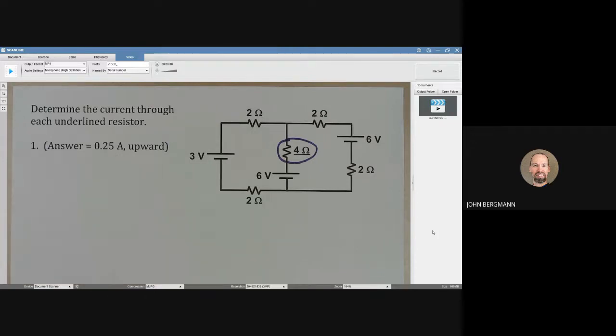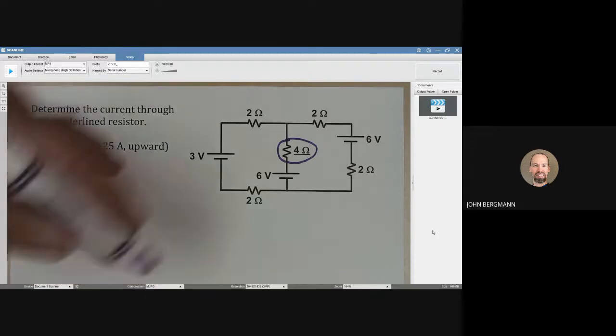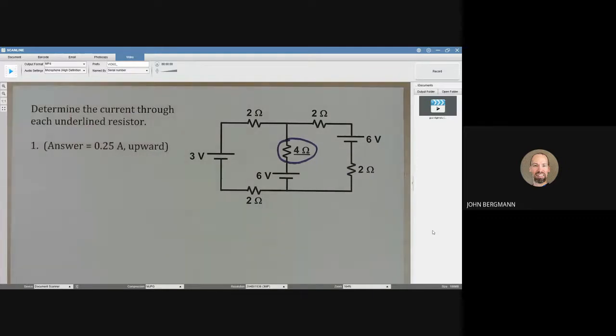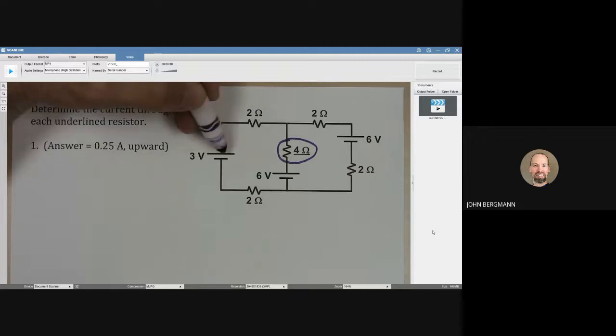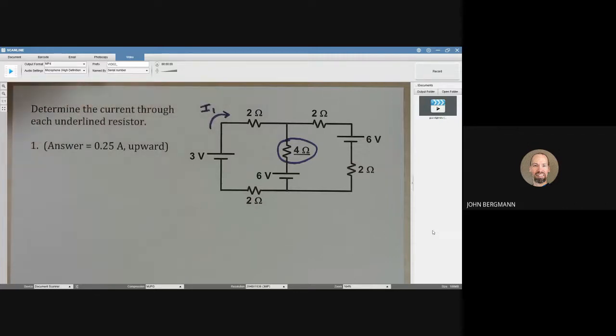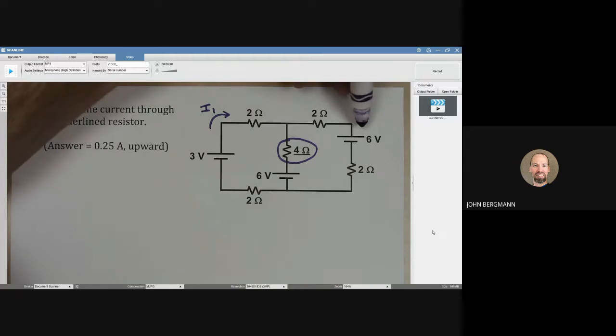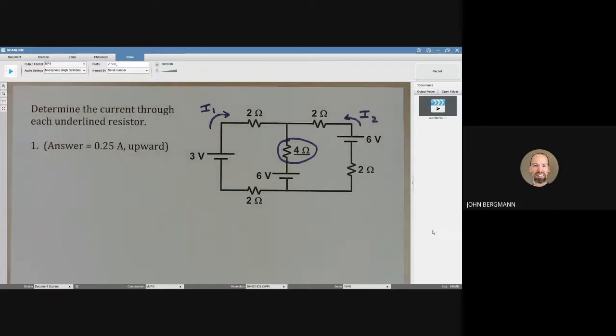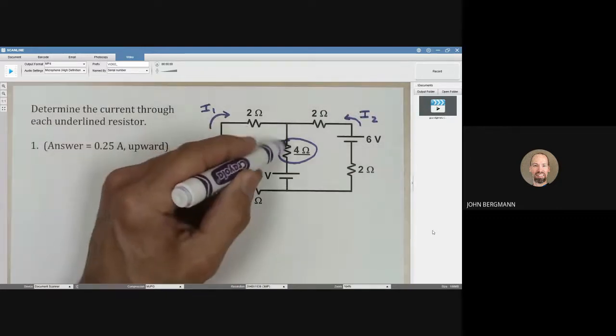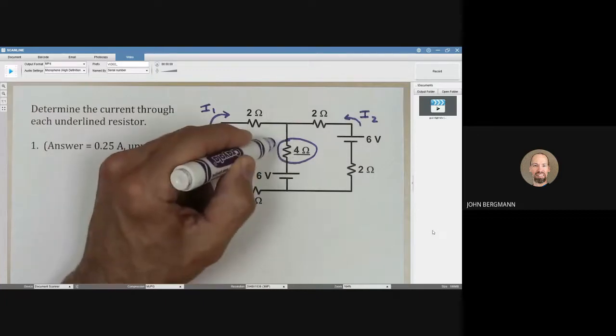Let's try it. What we do here is we assume that there are some currents flowing through here. Now, we don't necessarily know which way the currents are flowing, but I'm just going to say this battery, directed as it is, I'm going to guess that there's a current going that way. And over here, because this battery is oriented as it is, I'm going to assume that there's a current that is oriented that way, which means through this 4 ohm resistor, we would have a current.